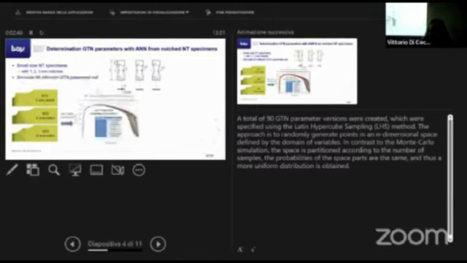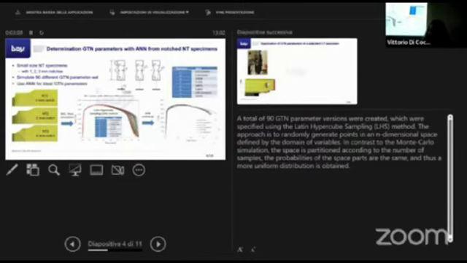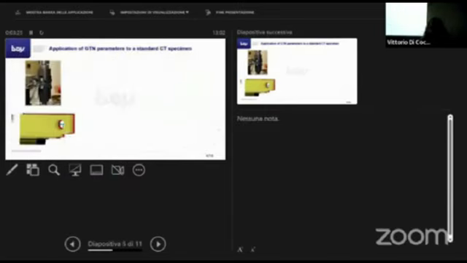For this, we made 90 different simulations where we used the LH sampling method to randomly generate points in a defined domain. Here in the table, you can see the parameter ranges we used. It was based on the literature. And finally, we applied these simulation results in the artificial neural network, and we were able to generate the parameters. To validate the GTN parameters, we made 1T CT specimens and also made the simulations with them.